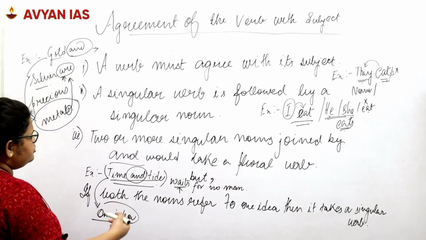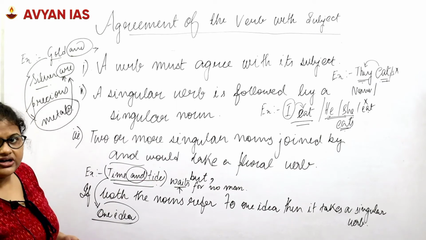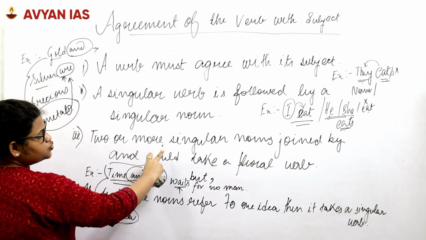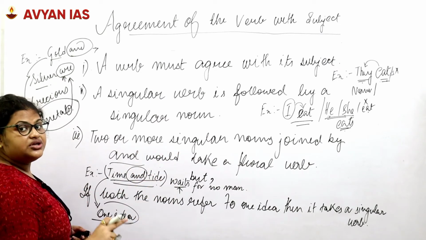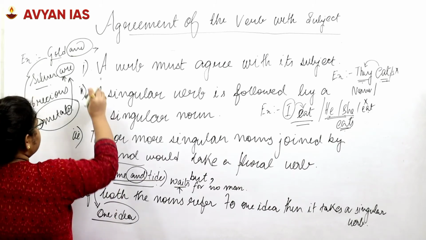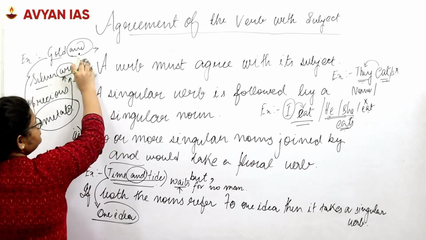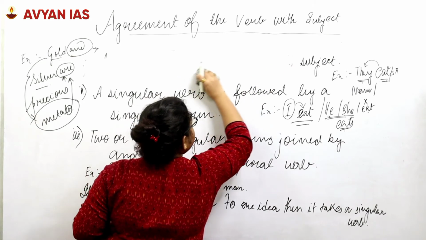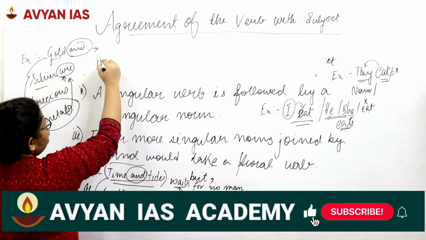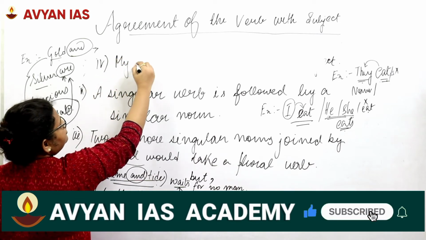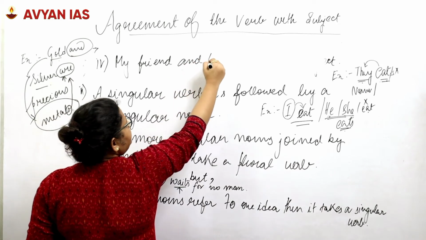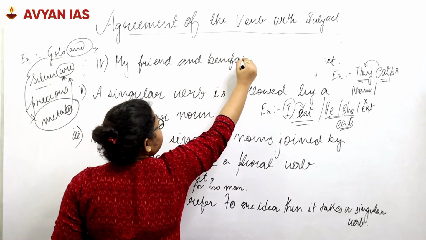We come to another rule which is kind of similar to this, that is, using two or more singular nouns when we are using an article or we are not using an article before them. The fourth rule would run as: my friend and benefactor is here.